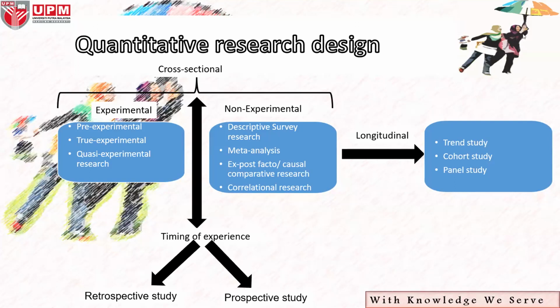Okay, and then under cross-sectional study ni, if we divide according to the variable that we manipulate, either there is a variable that we manipulate or not, okay, we have two: experimental and non-experimental research design. Okay, so for experimental, we have pre-experimental, true experimental, and then quasi-experimental research. 3. And then for non-experimental ni we have descriptive survey research.